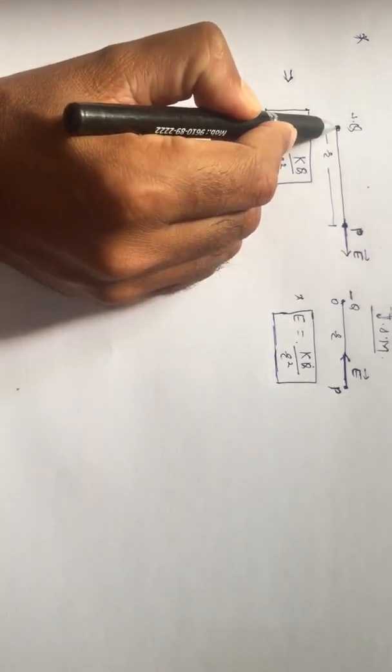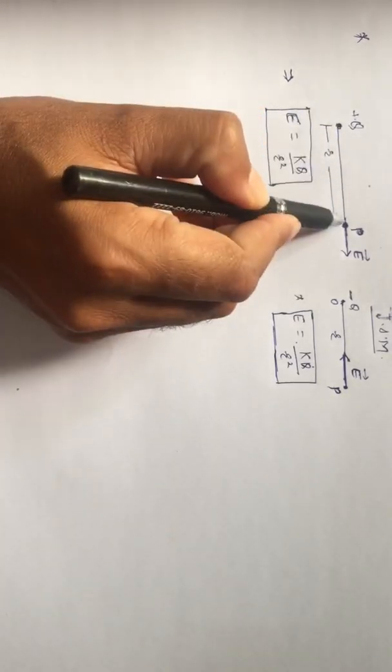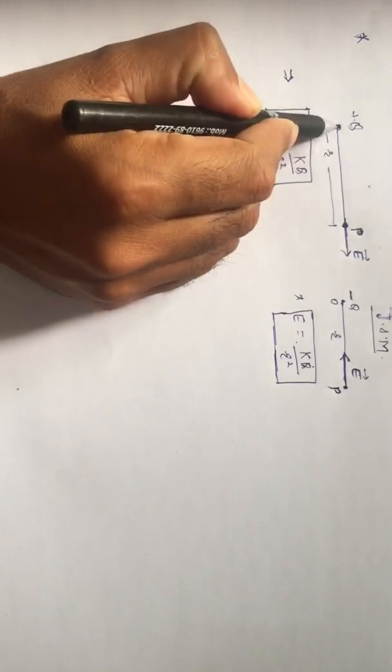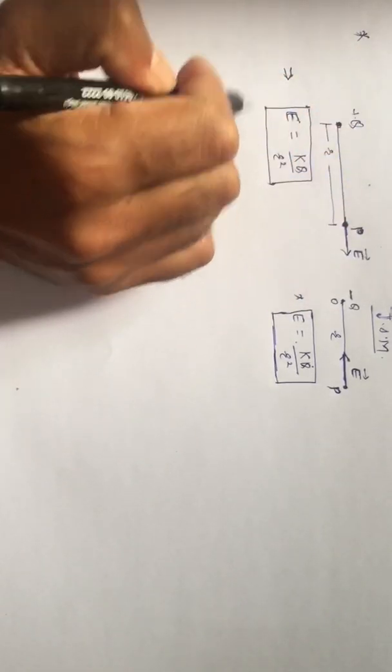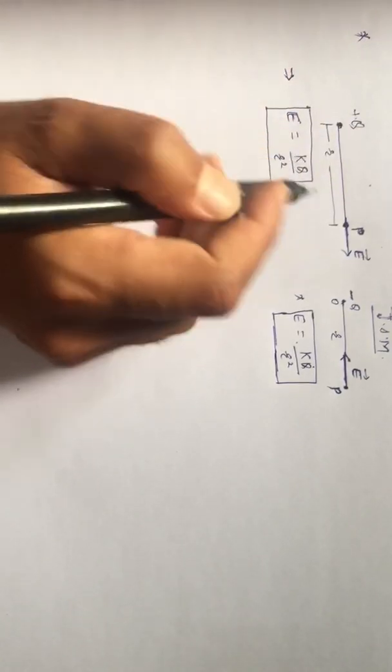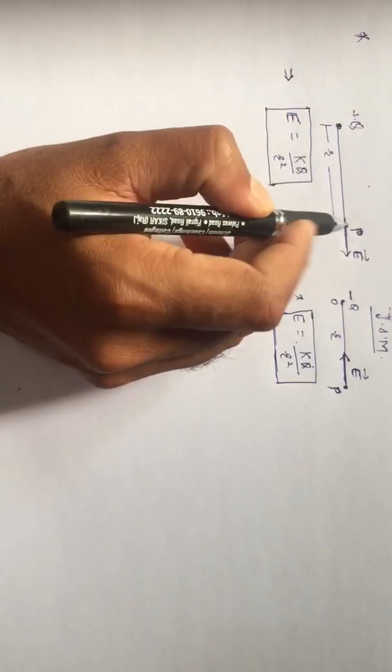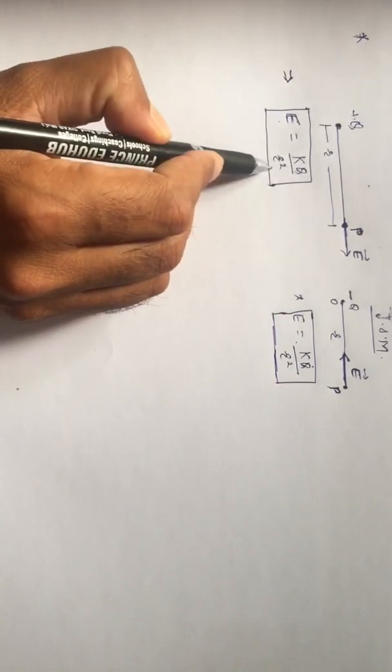This is point charge plus q, and at a distance r a point P is present. This q charge is called the source charge, because it is the source of the electric field; it produces an electric field around it. At point P, what is the magnitude of electric field intensity? kq upon r square.